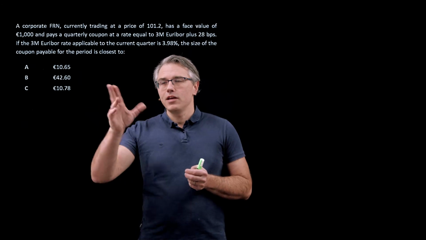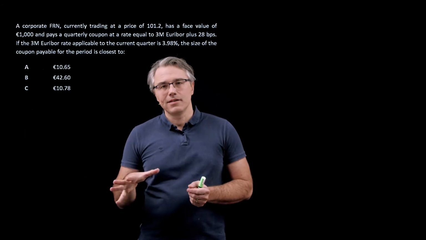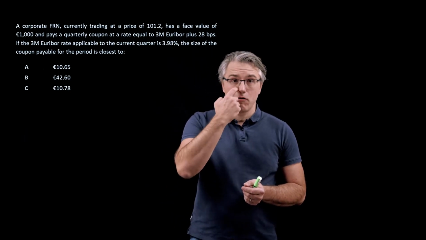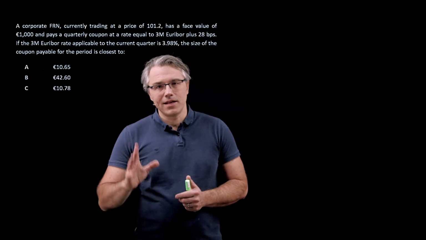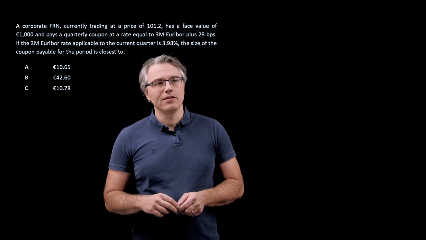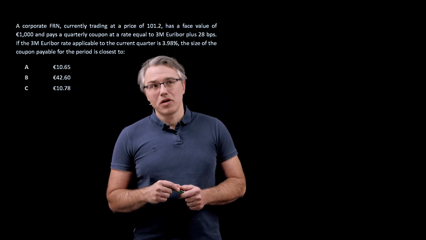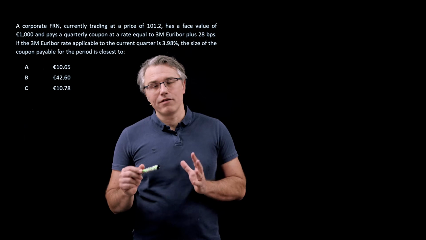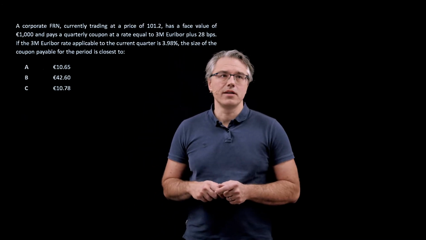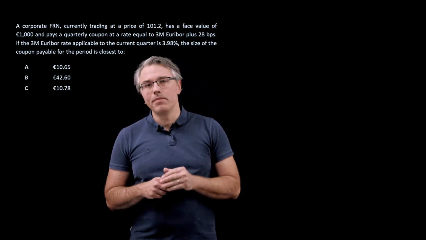So if in the second half of the sentence we're told it has a face value of 1,000, if you were to calculate its price, you would need to take 101.2% of 1,000, which would give you 1,012. Okay, as I said, that's not really the point. The bond pays a quarterly coupon at a rate equal to 3-month Euribor plus 28 BPS. So Euribor, 3-month Euribor would be our market reference rate, 28 basis points, each basis point being 100%. So this is 0.28% is effectively the credit spread that we add above the MRR.